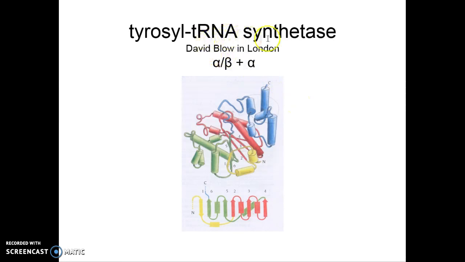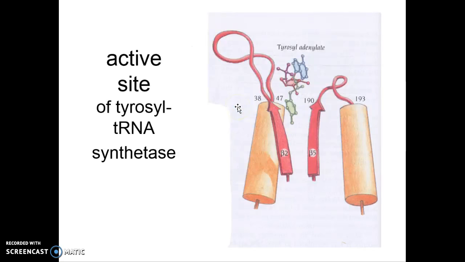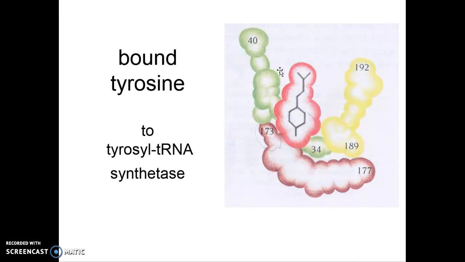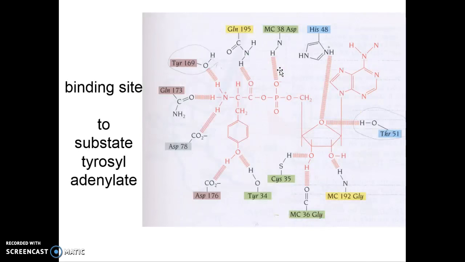The aminoacyl tRNA synthetase has this kind of open twisted alpha slash beta domain, expanding the active site, detailing binding to the substrate.